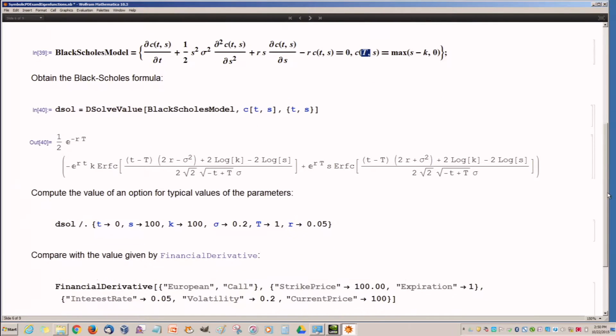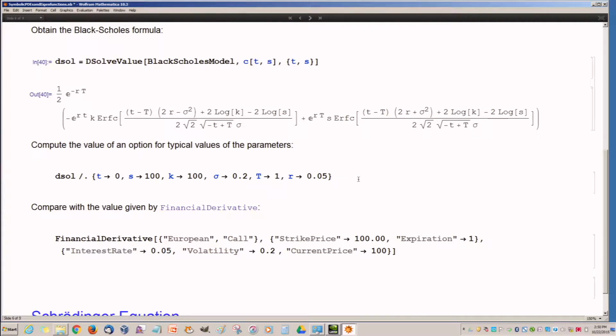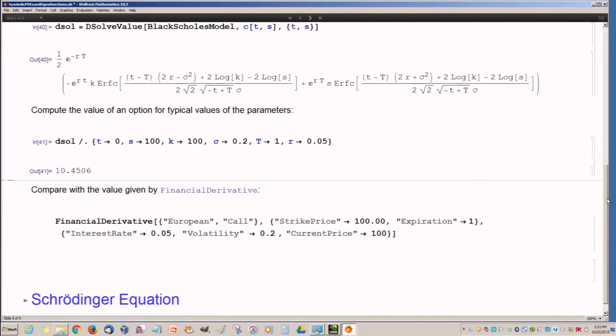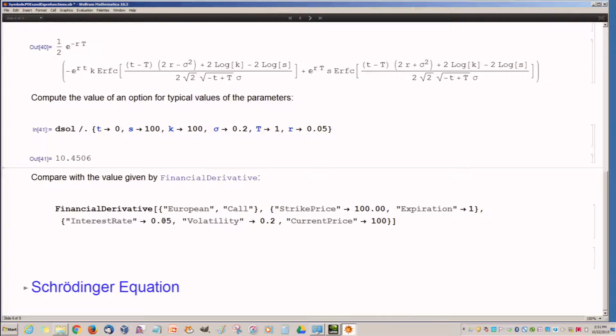Okay. So then you give some typical values, and you get back a number. Question, what does it mean? Well, I didn't know that much myself, but then I called FinancialDerivative, which is a built-in function, and that tells you that I'm solving a vanilla European call option model.